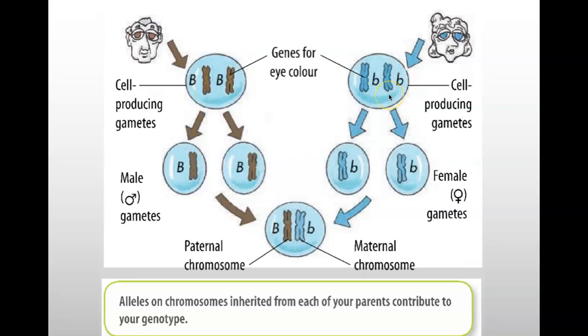The mother has blue eyes, which are represented by the recessive allele, little b, and another little b. So she has no option but to donate the same allele to her offspring. The offspring here then receives the brown allele from the dad and the blue allele from mum. And so this person has a dominant allele for brown eyes and a recessive allele for blue eyes.